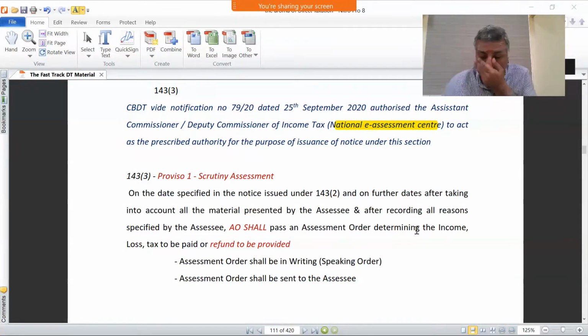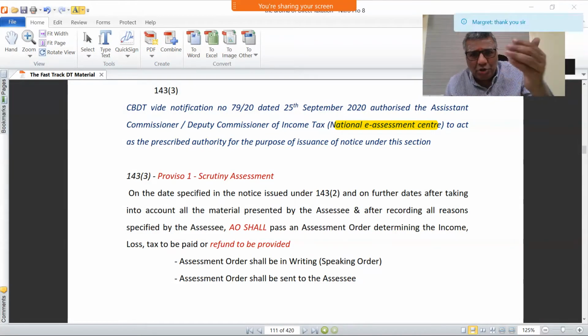Coming back, what is meant by scrutiny assessment? So what is assessment? Assessment means the AO should ensure that the income is not understated, loss is not excessively claimed, tax is not underpaid, and refund is not excessively claimed. So the AO has to ensure that.